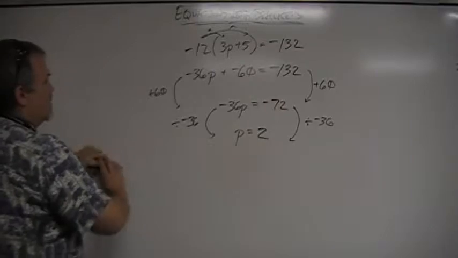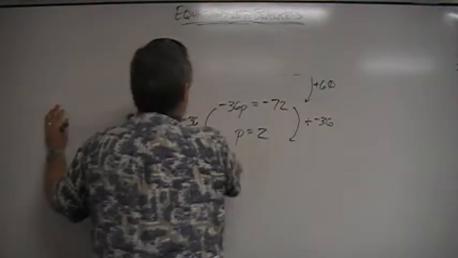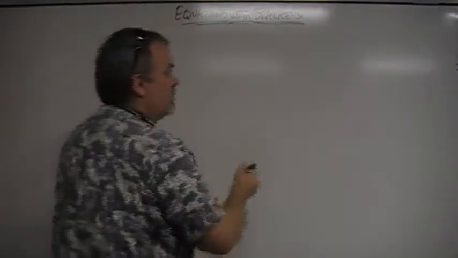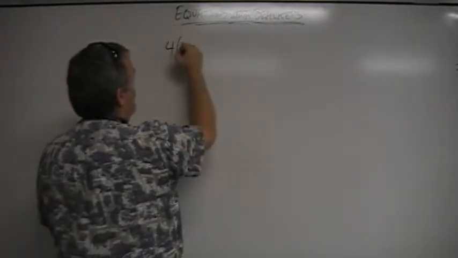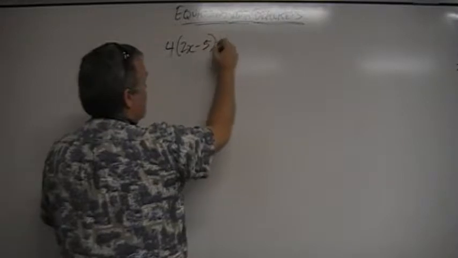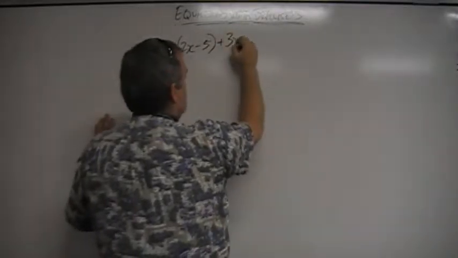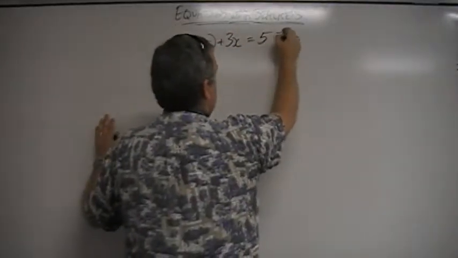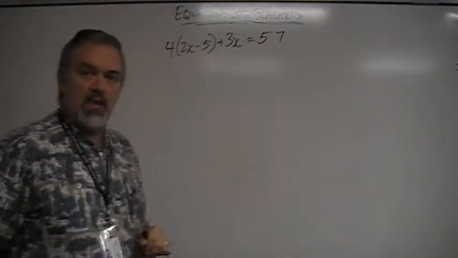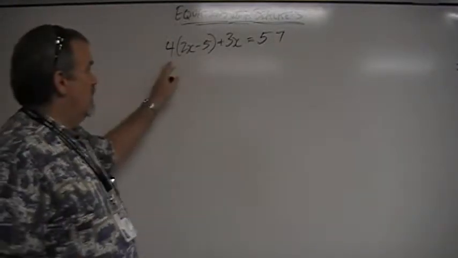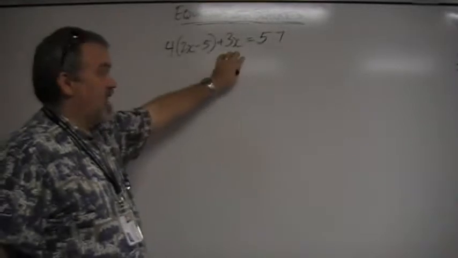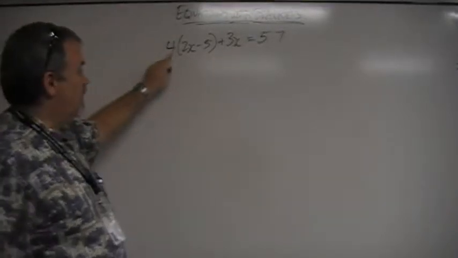One more example. This one will add an extra little element to this that we haven't talked about explicitly in this lesson. 4 times 2x minus 5 plus 3x is equal to 57. Now remember, when we distribute, the 4 applies to what's in the brackets. It does not apply to the 3x. It's multiplied by these things.